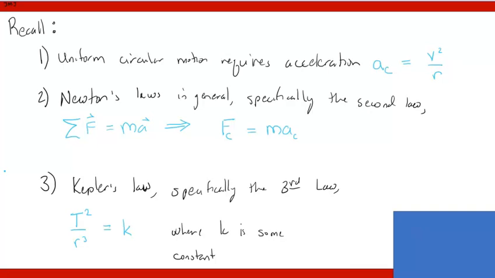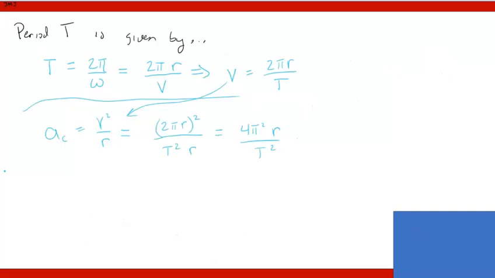T squared over r cubed is k. So since t squared over r cubed is equal to k, we can also write that t squared is equal to that constant k times r cubed. It follows that the centripetal acceleration must be 4 pi squared times r divided by k times r cubed, or in other words, it's 4 pi squared over k times r squared.